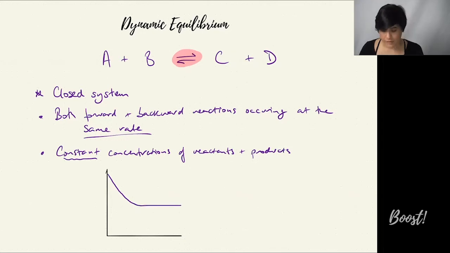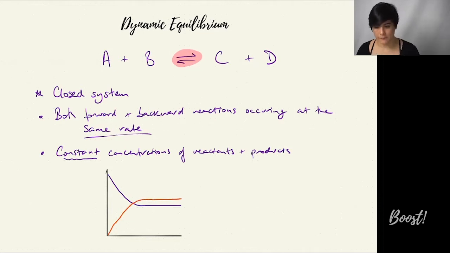constant. At the same time, you're going to have products being created by the reaction. So at the beginning, we don't have any products, but as the reaction progresses, we're going to start increasing the concentration of the products as the reactants are reacting to make the products. And then as we get to the point of equilibrium, the concentrations of the products start to level off and start to remain constant.